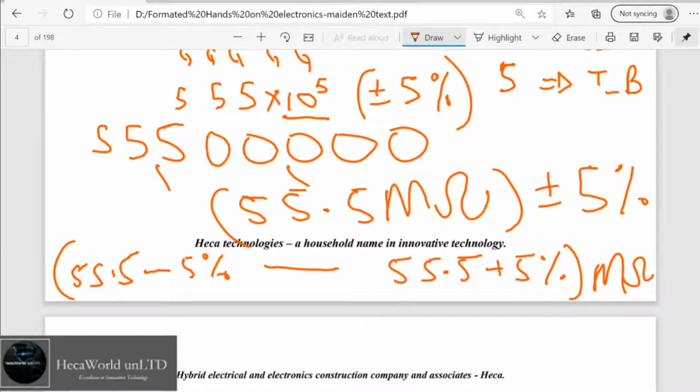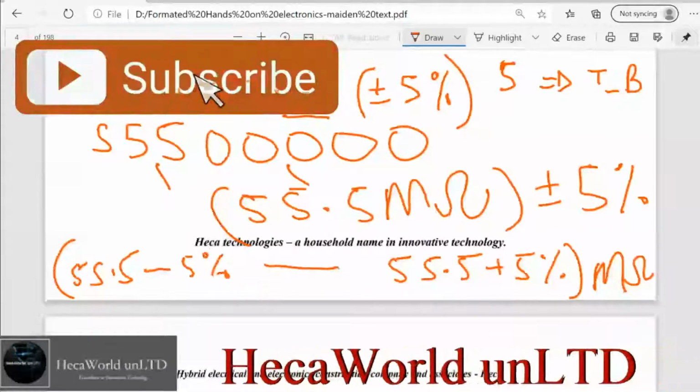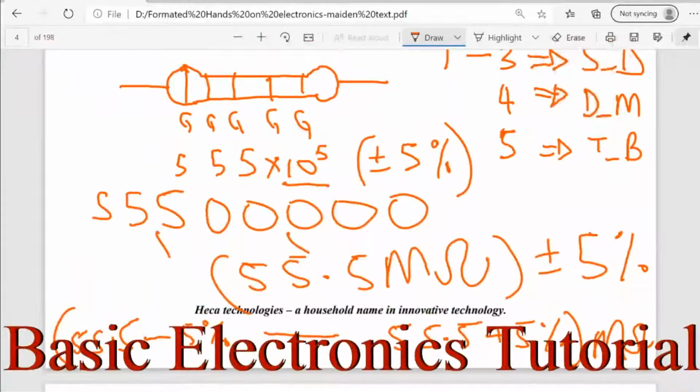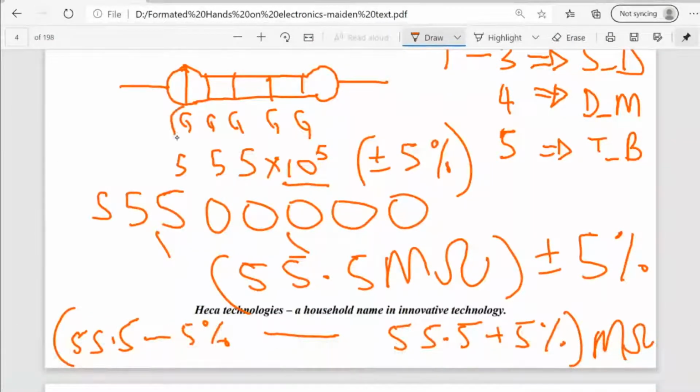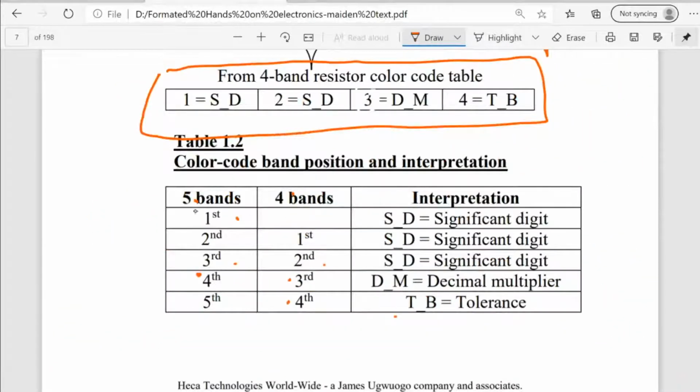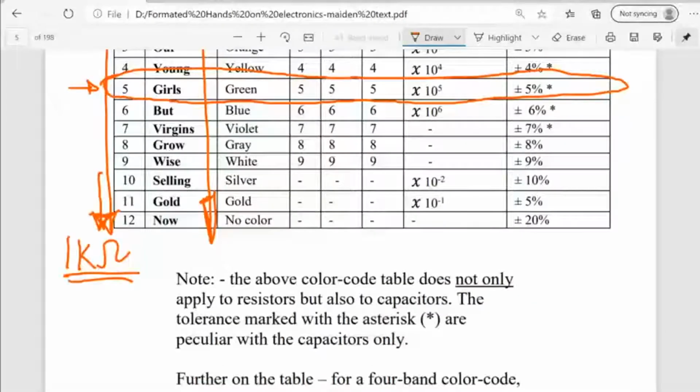All right. So we're going to do one more example, and I think this is very, very basic, so we're not going to go into details here. If it's a 4-band resistor color code, just ignore the first band and treat them accordingly, just like we showed in this table. Ignore the first and treat the second as first, the third as second, the fourth as the third, fifth as the fourth.